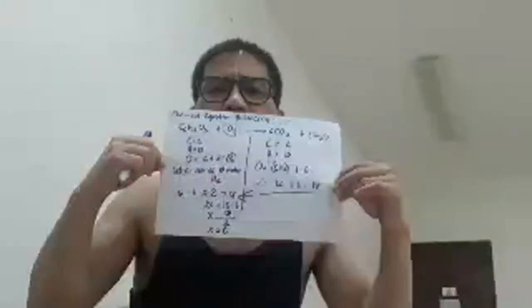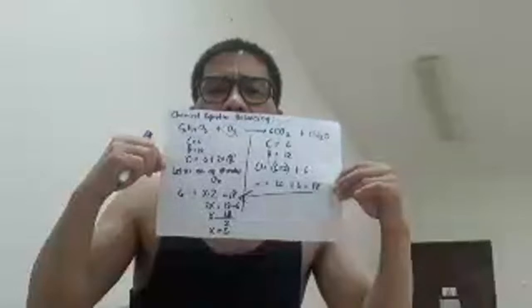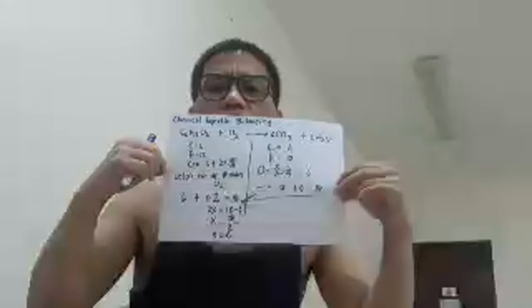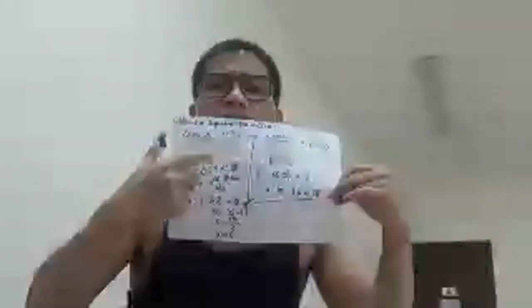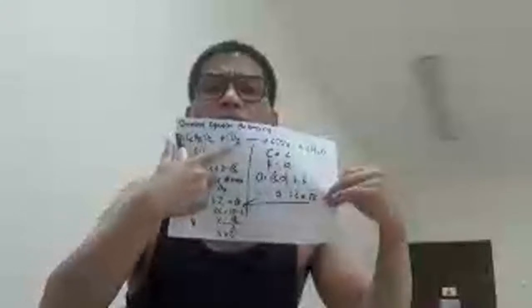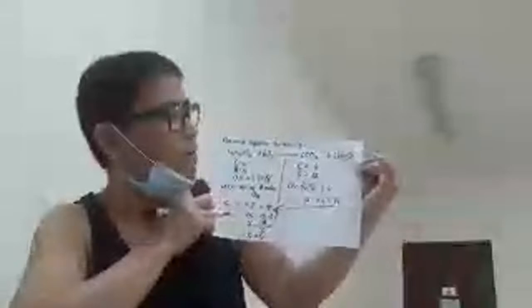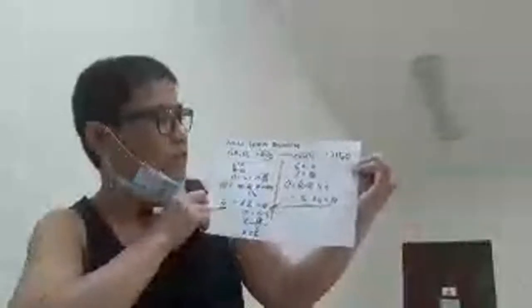Algebraic expression: 6 plus 2X is equal to 18. Solve for the value of X. Our X will be equal to 6 moles of oxygen. We need to put that here now beside the oxygen. So it will now become like this: glucose plus 6 moles of oxygen gas is equal to 6 moles of carbon dioxide plus 6 moles of water. So the oxygen now is balanced.